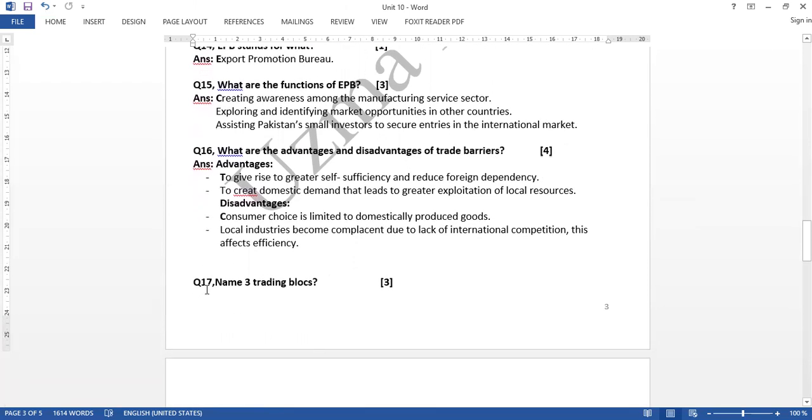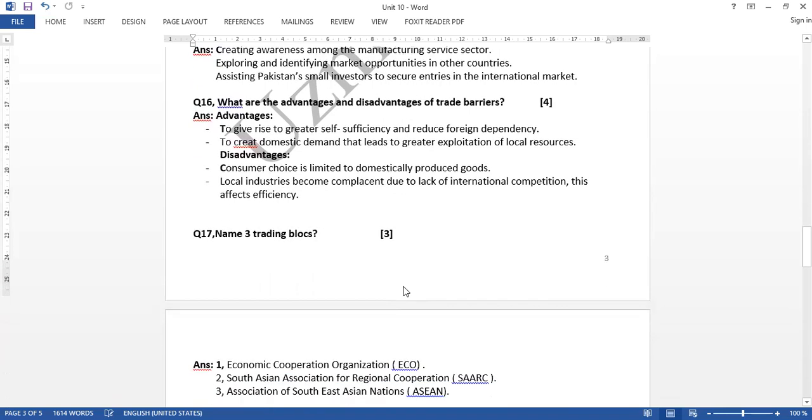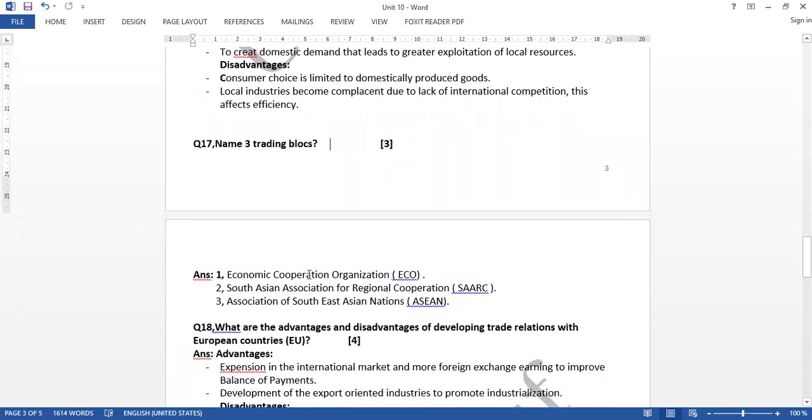Then comes question number 17. Name 3 trading blocks. Number 1 is Economic Cooperation Organization, which we are familiar with as ECO. Number 2 is South Asian Association for Regional Cooperation. Most of us are familiar with the name SAARC. Number 3 is Association of Southeast Asian Nations. Right? I have given the abbreviation as well, but while you are going to answer it, give the full name.